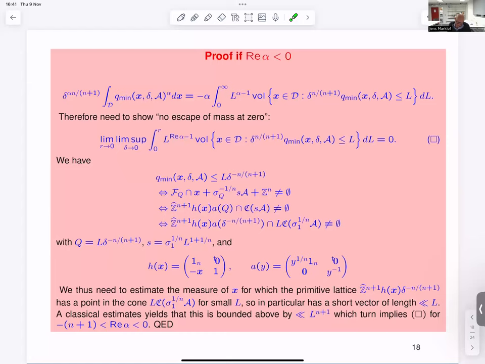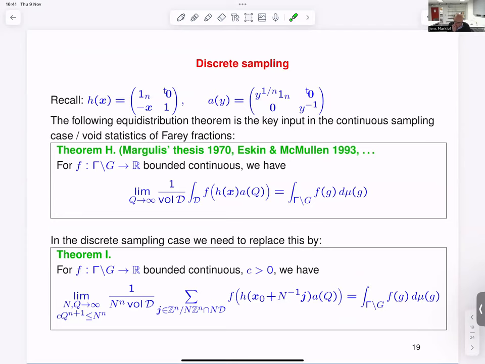Good. So we need to get the moments to really prove those additional escape of mass estimates. And that's not a surprise, but it is a significant additional input to go from the convergence in distribution to the convergence of moments. So now I want to come to the discrete sampling aspect, which was the recent proof of this longstanding conjecture from the 1970s. And I want to show you that this also works in higher dimensions.